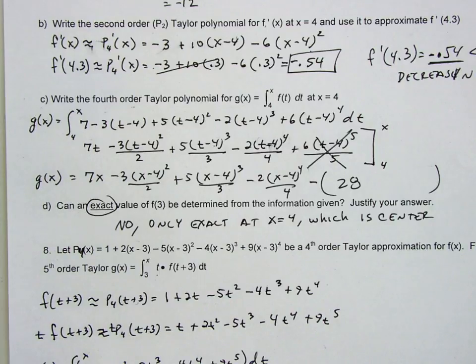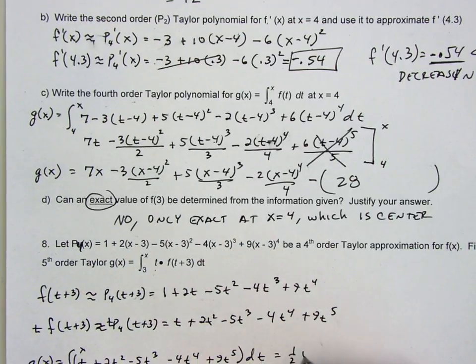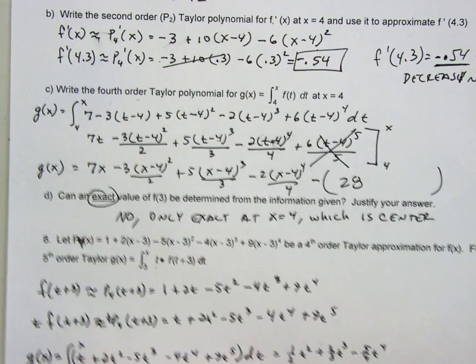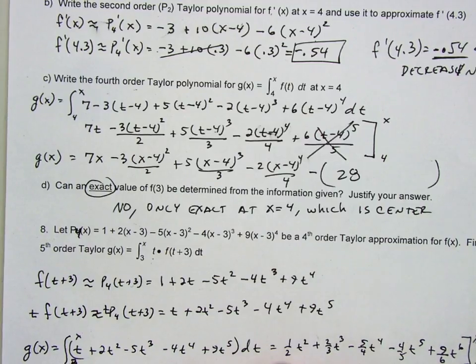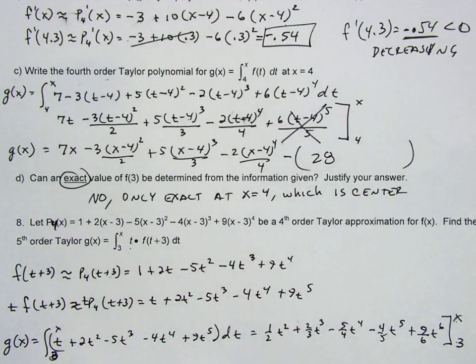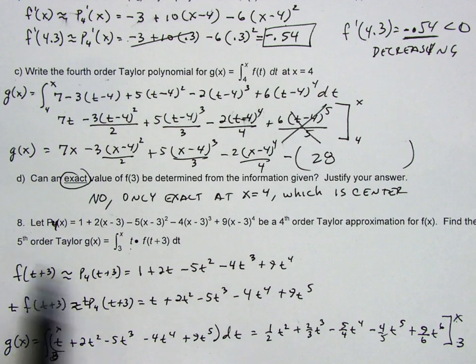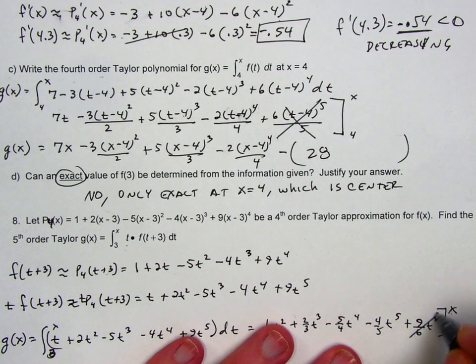All right? So when I integrate this, I'm going to get 1/2 t^2 plus 2/3 t^3 minus 5/4 t^4 minus 4/5 t^5 plus 9/6 t^6 between 3 and x. Okay, but I want to point out we're looking for the fifth order. So this was the sixth order, so I got to get rid of that one also.